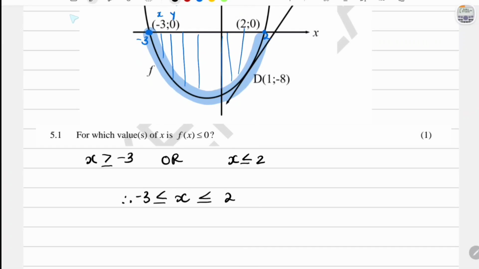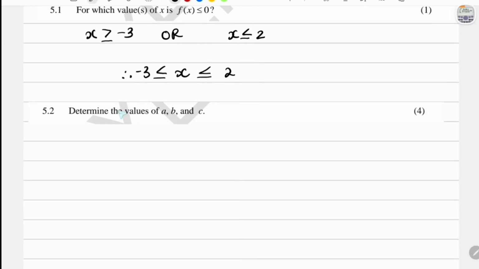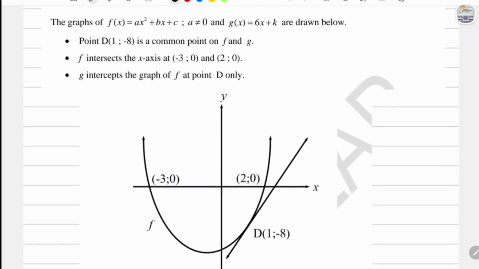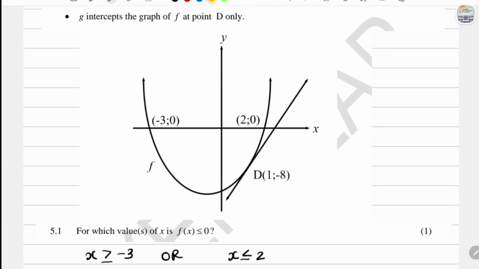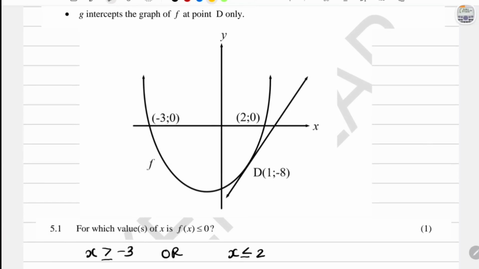Moving on to the next question. Okay, so question 5.2 says, determine the values of A, B, and C. So what are the values of A, B, and C? Let's look at that. Well, that is the remaining parts, or really what will help you complete the formula of f. So A, B, and C. Let's look at the graph. Let's look at what they gave us.